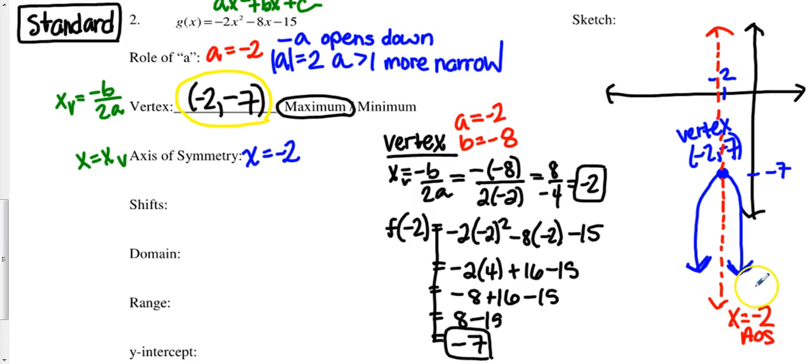Shifts come next. Please give the shifts a try. My hint is pay attention to the vertex. So use the value of the vertex to discuss whether or not this is shifting left or right, up or down. Take a minute and give that a try. Check in with a neighbor if you're not sure. Maybe they can help you out. Look at your notes.